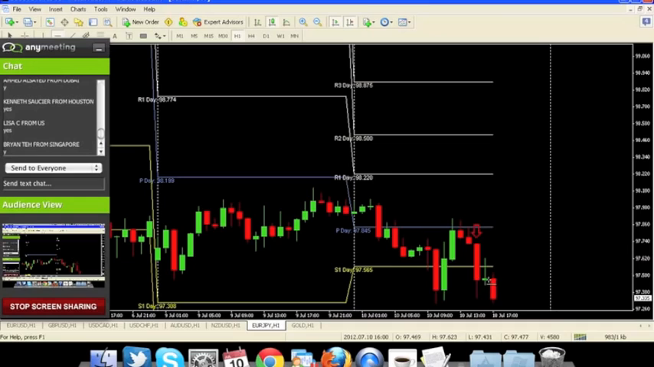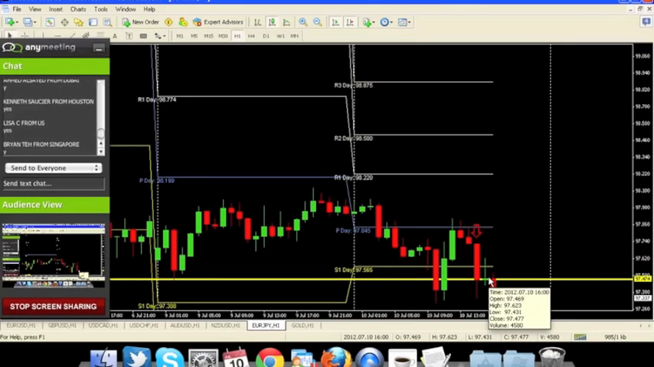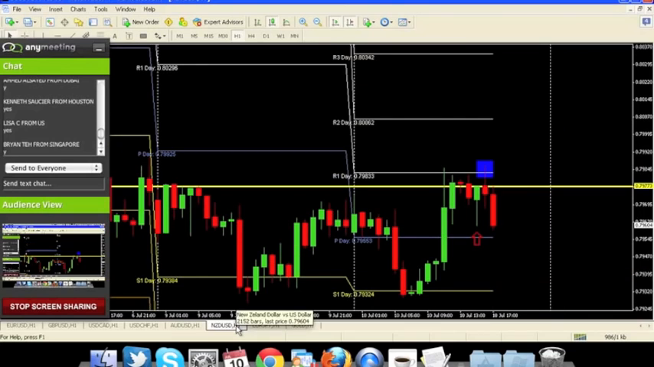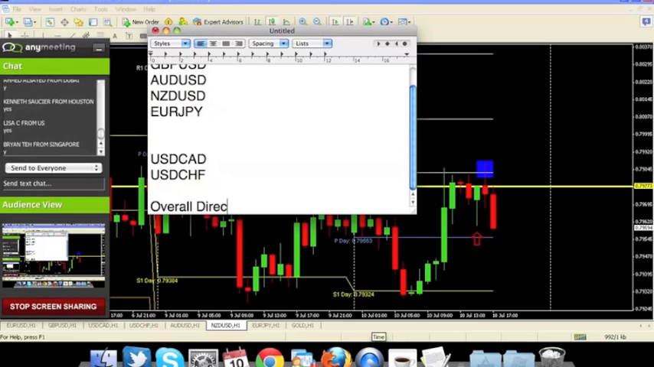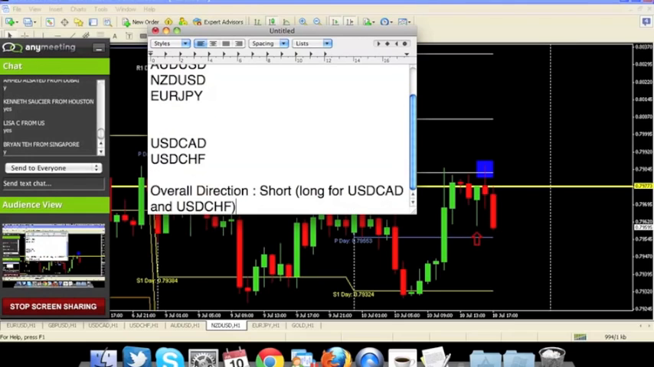So what do we do? We have the opening of the next candle on Euro Yen. We don't sell. We wait. New Zealand dollar, the next candle opens up. We don't sell. We don't buy. We can wait. What is the overall direction? How many pairs are actually saying sell, sell, sell? Majority, right? Majority is saying we're going to go down. So you know the overall direction. The overall direction is short and long for these opposite pairs. You already know that.